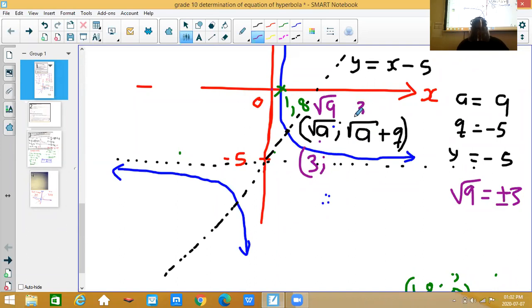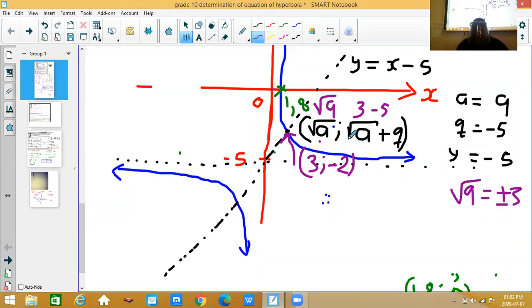What is our Q? 3 minus 5. Now 3 minus 5, what does that give us? -2. So we are saying this point here, which is the point of intersection of the line of symmetry and the graph, it is 3, -2. Let me stop there for a while. Are you following? Are you clear?